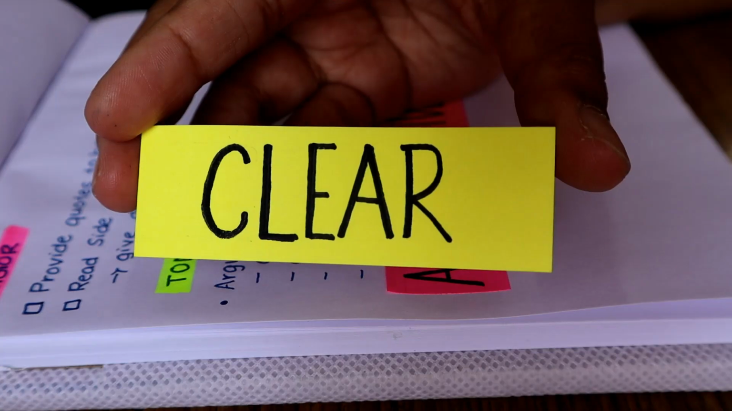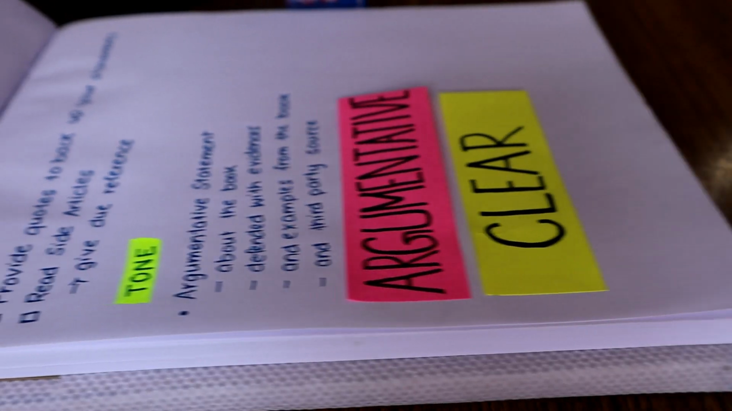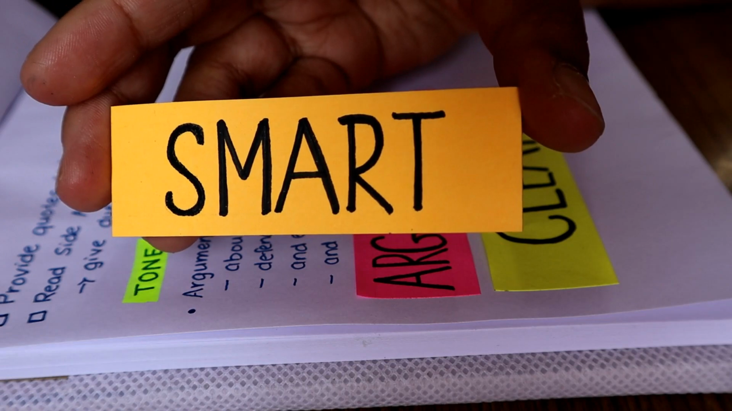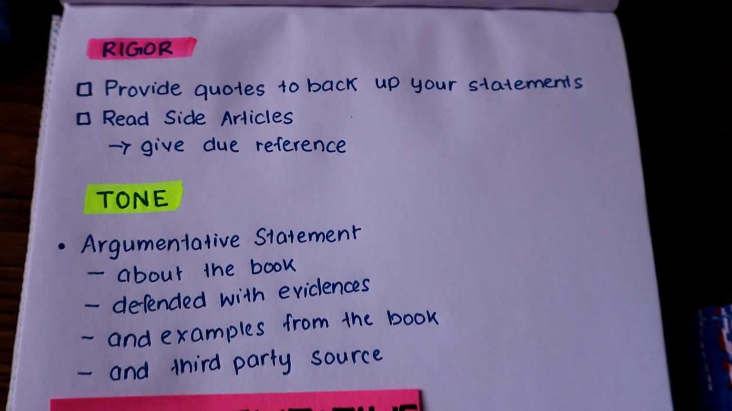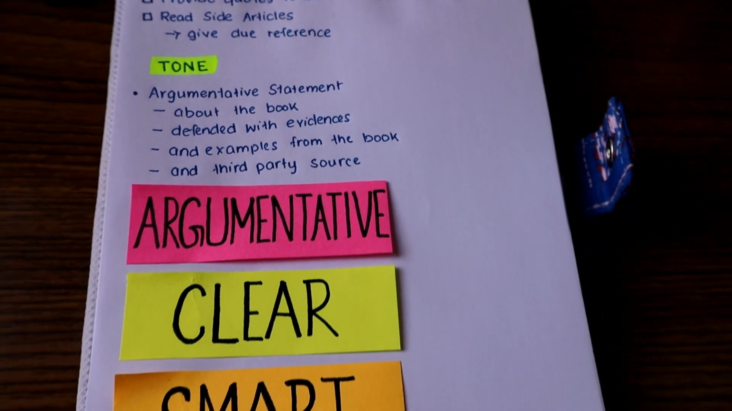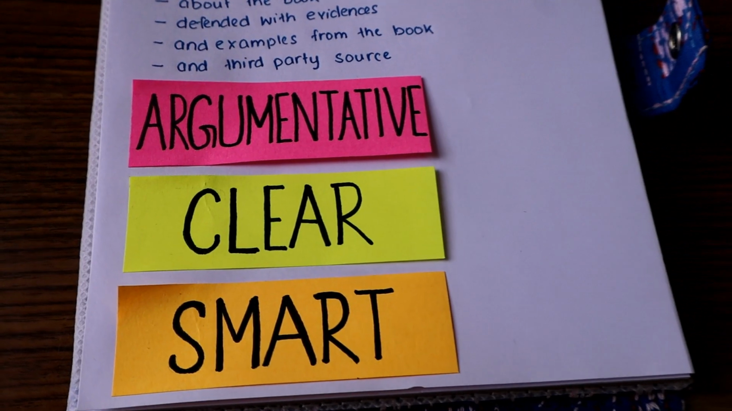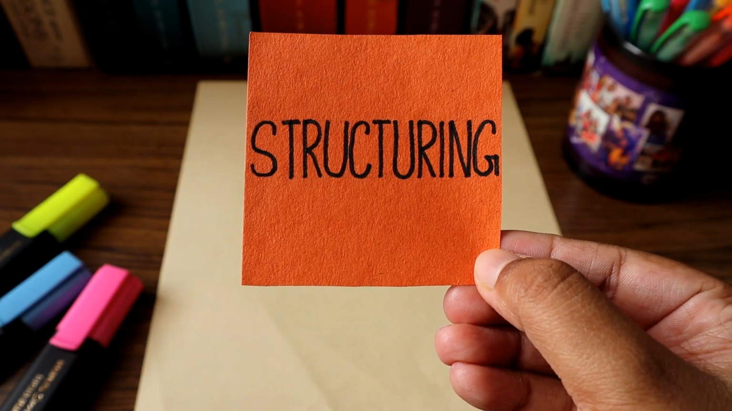And the next thing is to be clear. You cannot provide vague examples. You have to be clear. And lastly, be smart while you're writing your arguments. So this is called the rigor and tone of your literary essay. So after you're done reading the book, define your rigor and tone. This is very important. And the final element, that is structuring.